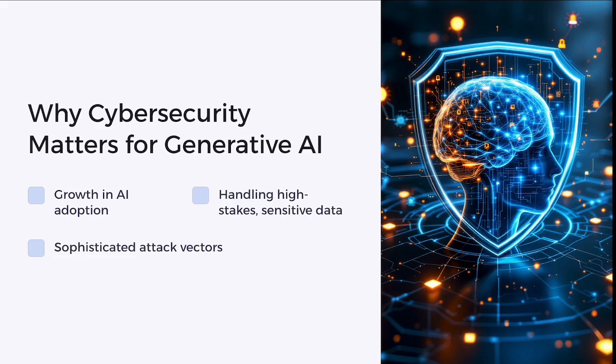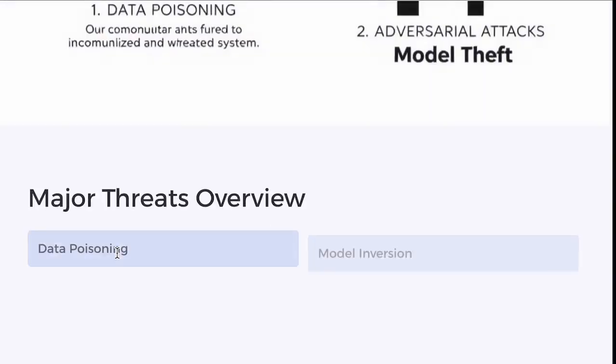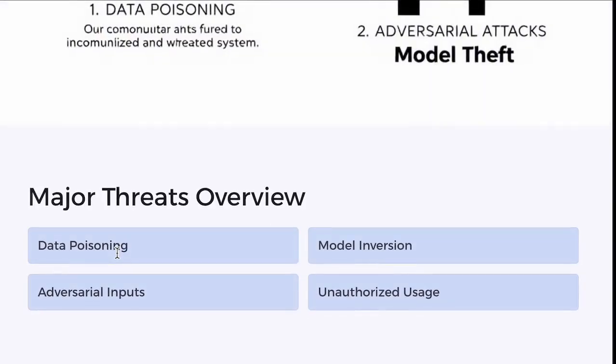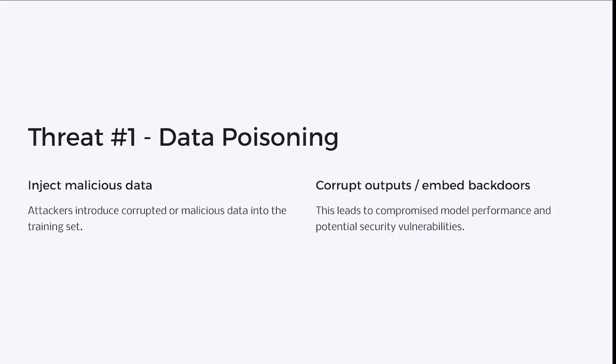Fine, let's explore four major threats to generative AI: data poisoning, model inversion, adversarial inputs, and unauthorized usage. So, these are some of the common threats to generative AI. Starting with threat number one, that is data poisoning.